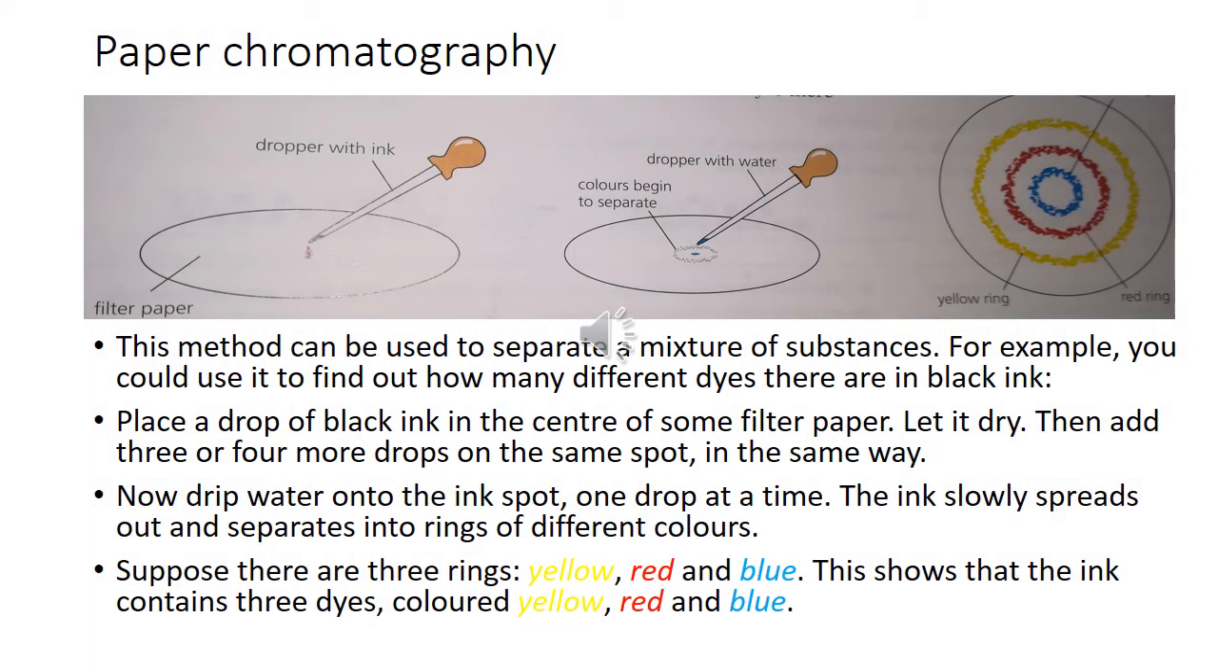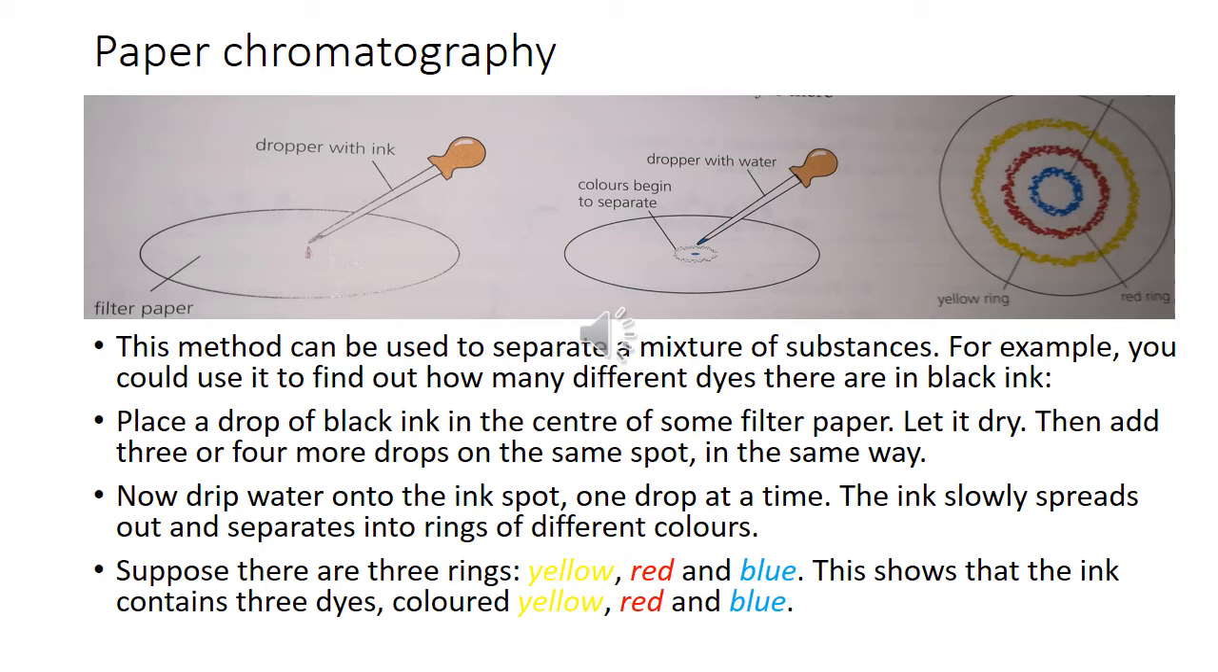Paper chromatography is a method that can be used to separate a mixture of substances. For example, you could use it to find out how many different dyes there are in black ink. First, place a drop of black ink in the center of some filter paper. The figure is shown on the top. Let it dry. Then add 3 or 4 drops on the same spot in the same way.